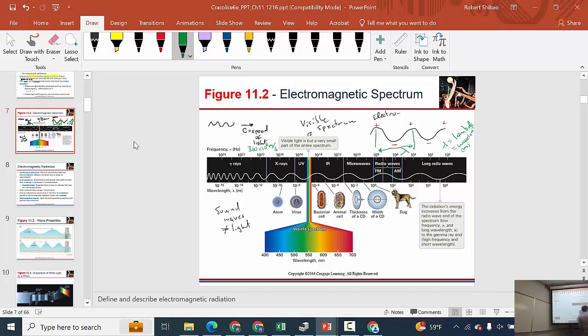longer wave, to 10 to the minus 16 meters, which would be extremely small.